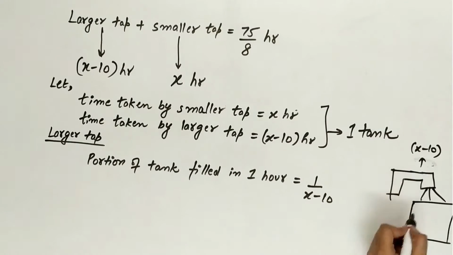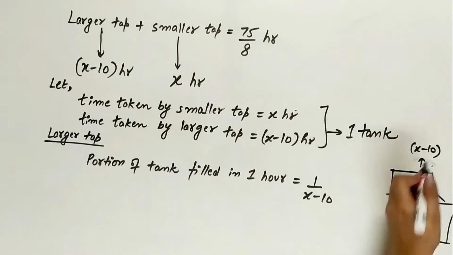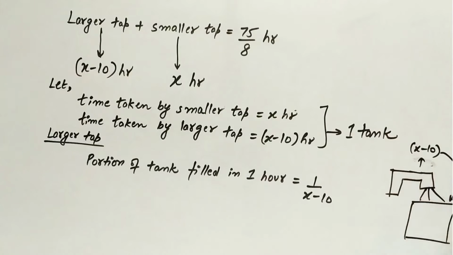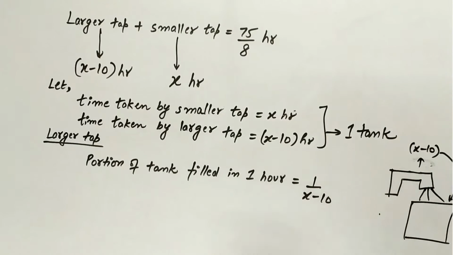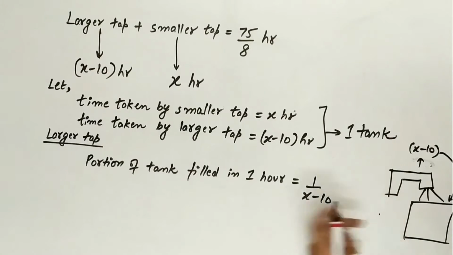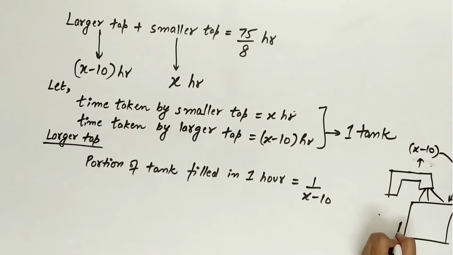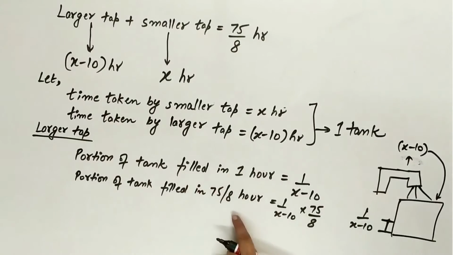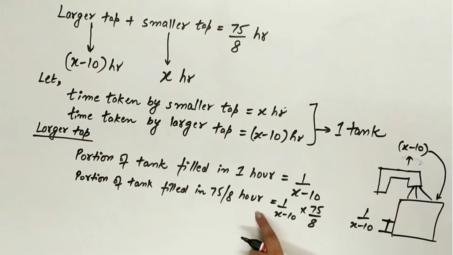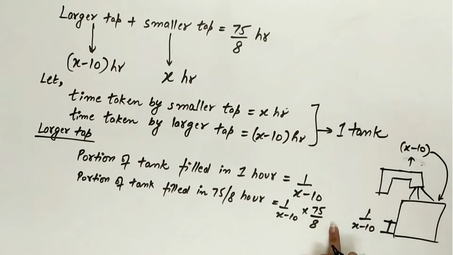Suppose this is the larger tap. It takes x minus 10 hours to fill this tank. To find the portion of tank filled in 1 hour by this tap, it will be 1 by x minus 10. Unitary method: the portion of tank filled in 75 by 8 hours will be 1 by x minus 10 multiplied by 75 by 8.